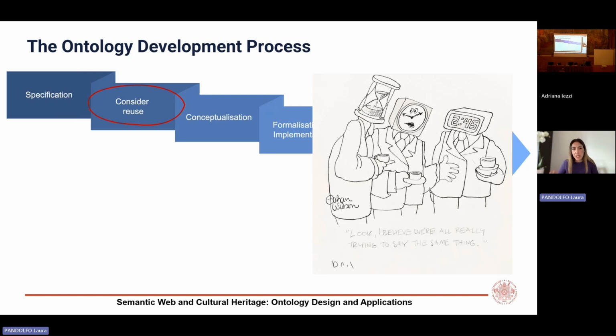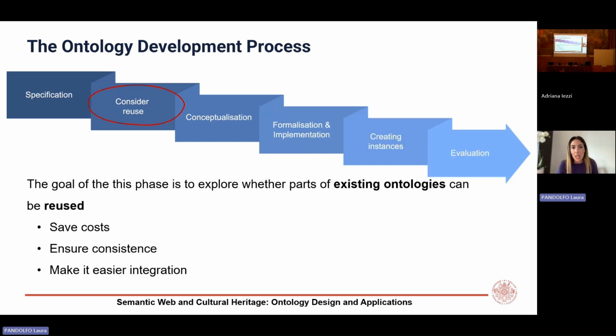The second phase is very important because it considers reusing some existing ontologies and metadata. This represents a best practice in ontology engineering for ensuring interoperability and consistency. Basically, when we create a new ontology, it's really important to check whether some concepts have already been defined somewhere, and if so, we have to consider reusing them.